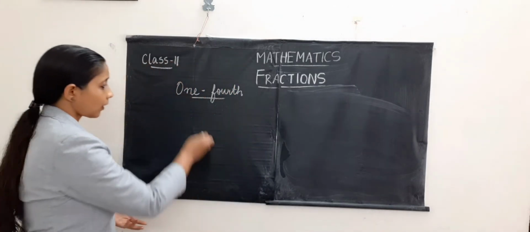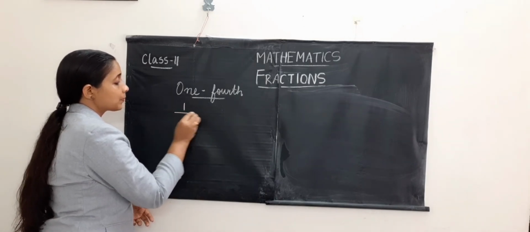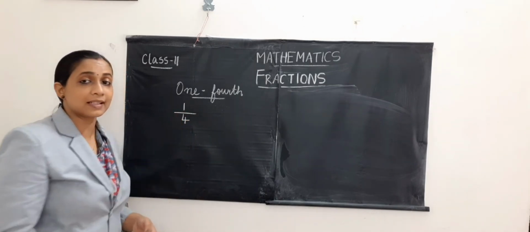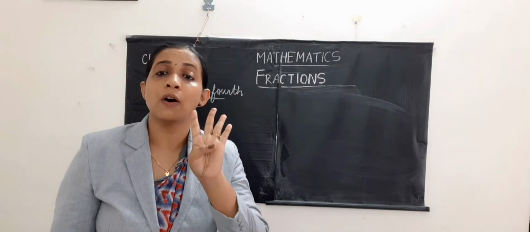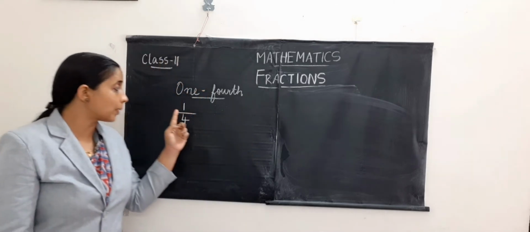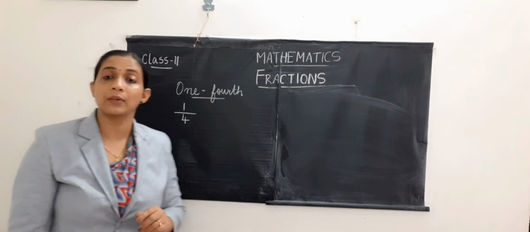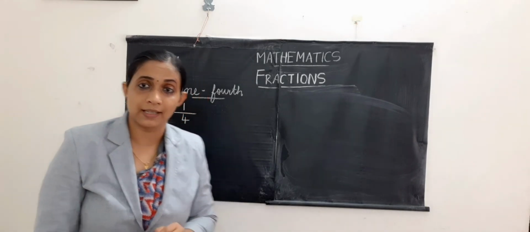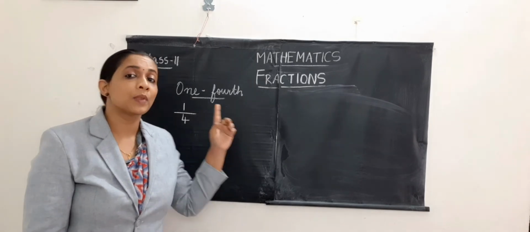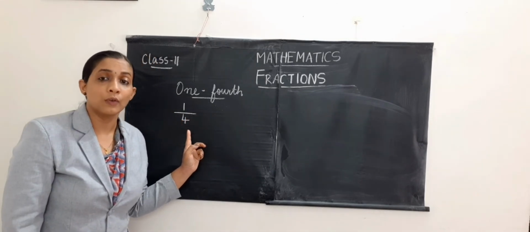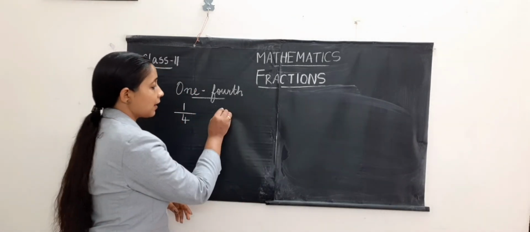So how will you write 1/4? In the numerator, you will write the parts referred to. You are representing 1 out of 4 parts. So in the numerator you will write 1, and in the denominator you will write the total number of parts. Here, what is the total number of parts? 4. So, 1 out of 4 parts.